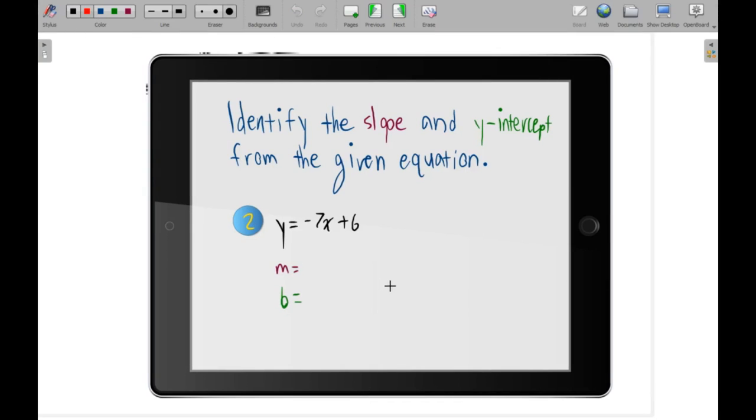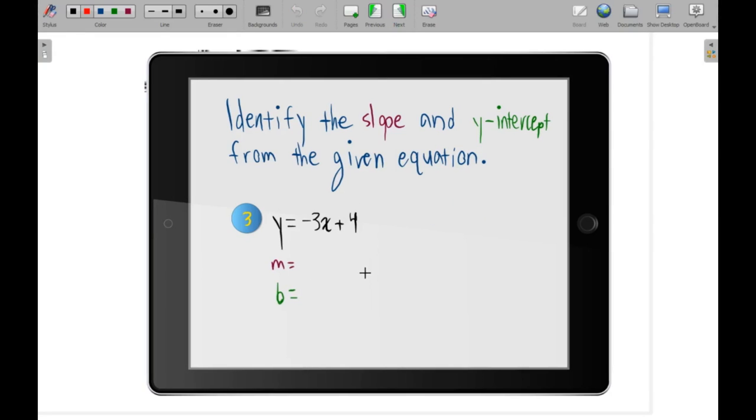Try number 2 on your own. Okay, once again, we have y equals mx plus b. That's our slope-intercept form. So our m is -7, and our b is 6. Good. Okay, try this on your own. Same deal here, right? Which one is our m? -3. And our b? 4. That's good.